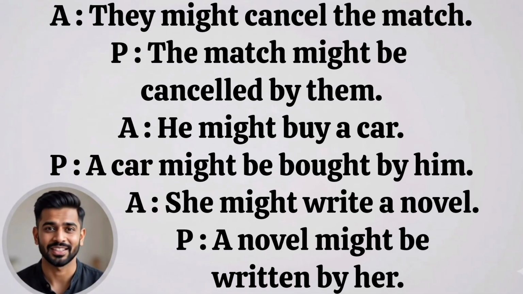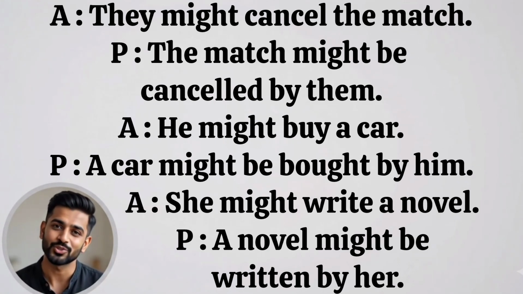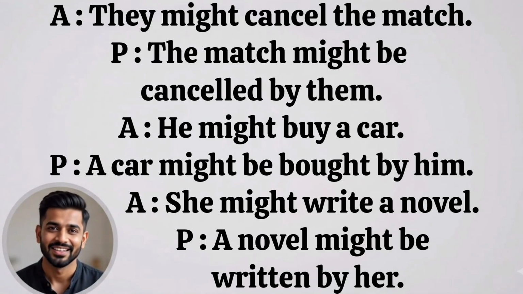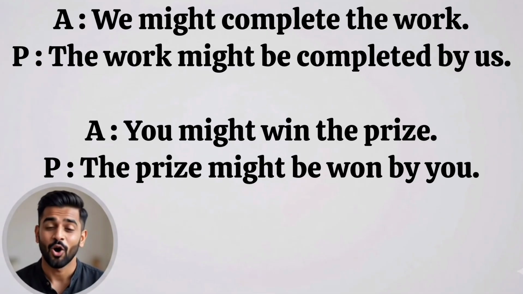31. They might cancel the match. Passive, the match might be cancelled by them. 32. He might buy a car. Passive, a car might be bought by him. 33. She might write a novel. Passive, a novel might be written by her. 34. We might complete the work. Passive, the work might be completed by us. 35. You might win the prize. Passive, the prize might be won by you.